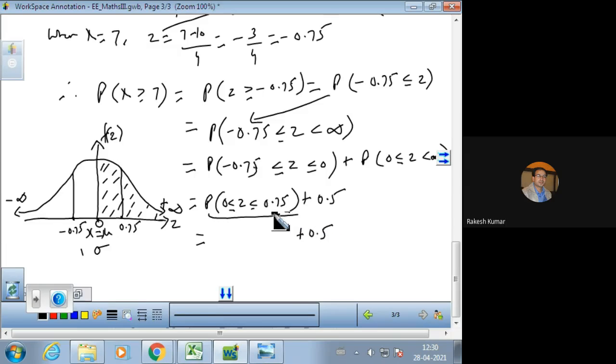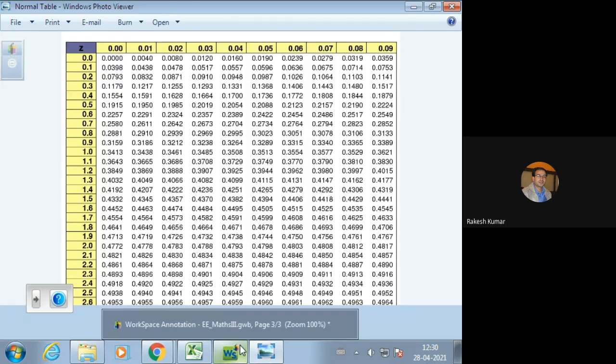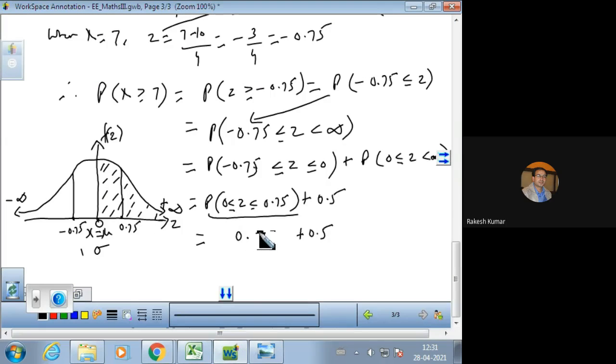So this area we need to find out from the table, and 0.75. So let us move to the table. 0.7 वाली row में जाना है आपने, and under 0.05. So you just see this is 0.2734. So this is the value of the area, 0.2734. So this area can be written here. So you can add both values, 0.7734. So this is the required area, and this area is 0.7734.